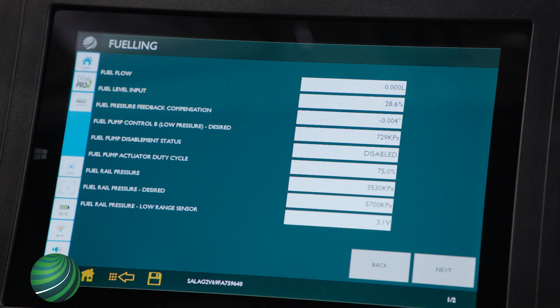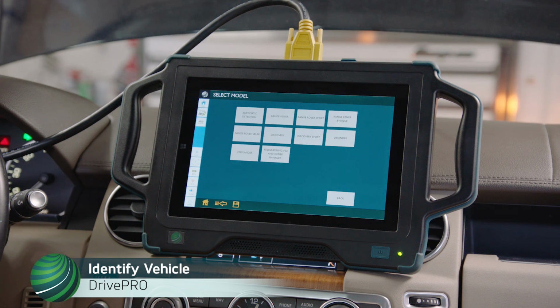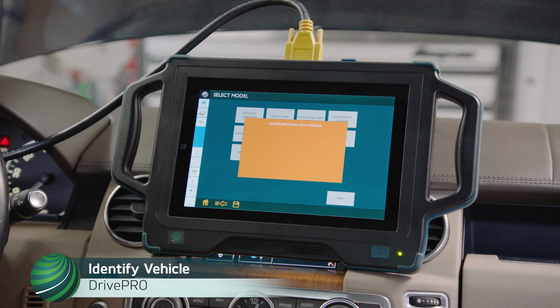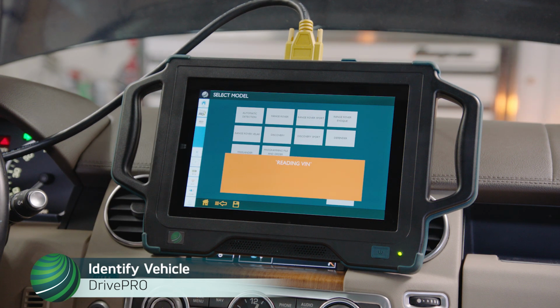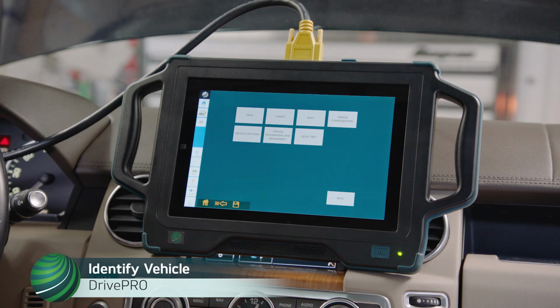Land Rover LR4 fuel pressure diagnosis using Autologic's DrivePRO. Begin by identifying the vehicle you're working on. Select Automatic Detection. Confirm vehicle information is correct. Select OK.